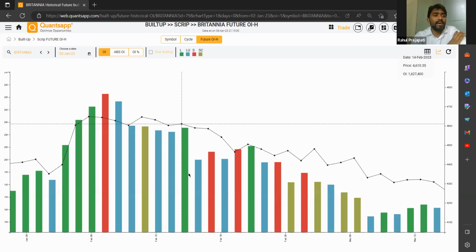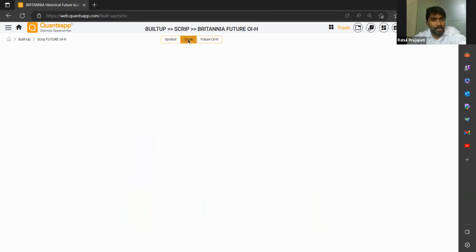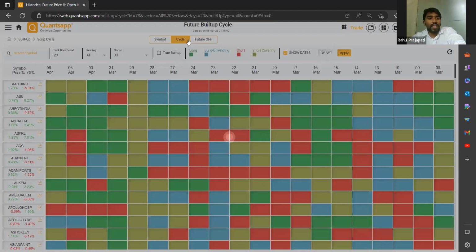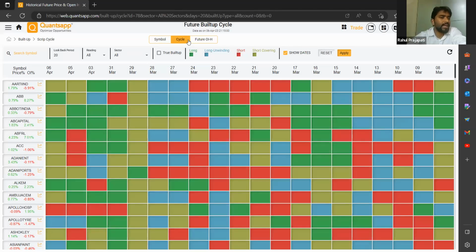But how do we find a stock which is having a long unwinding cycle or a short covering cycle? Because there are approximately 200 odd stocks in the F&O list. How do we find it? For that, we also have something called a cycle tab in between. This will help you scan out the stocks which are actually trading in a downturn.